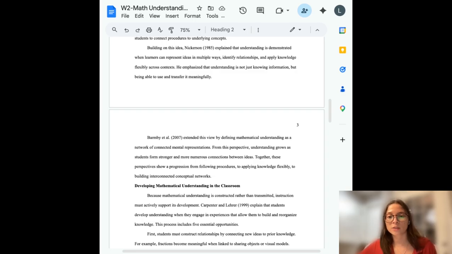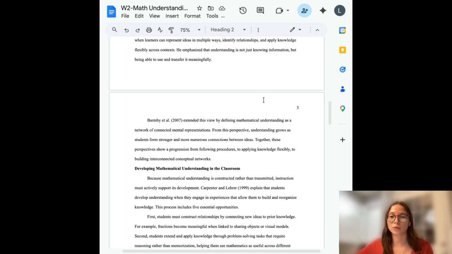For example, when students solve problems using manipulatives, they are constructing relationships. When they apply math to real world problems, they are extending knowledge. When they explain their thinking to classmates, they are articulating understanding. And when they reflect on their strategies, they begin to take ownership of their own learning.